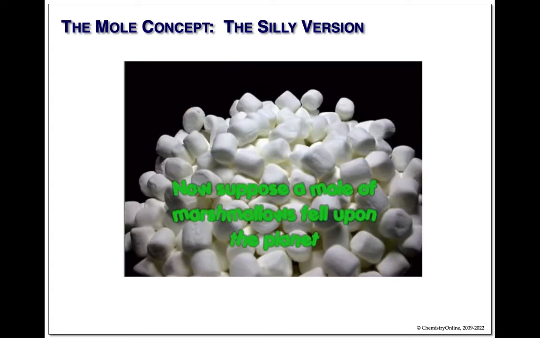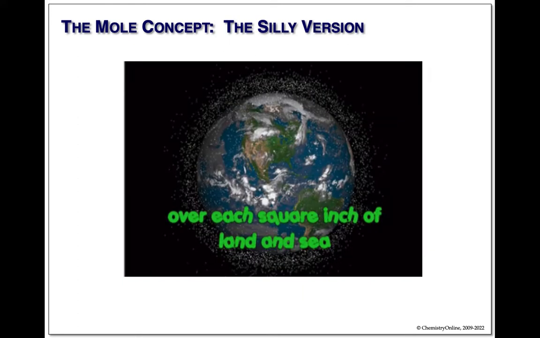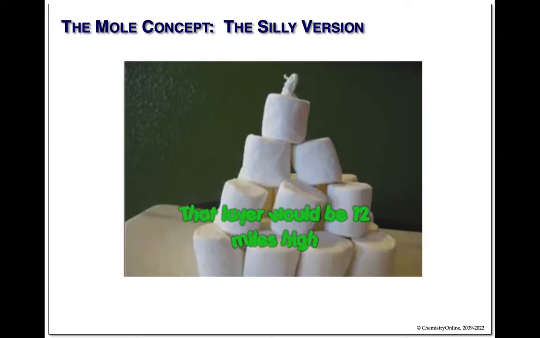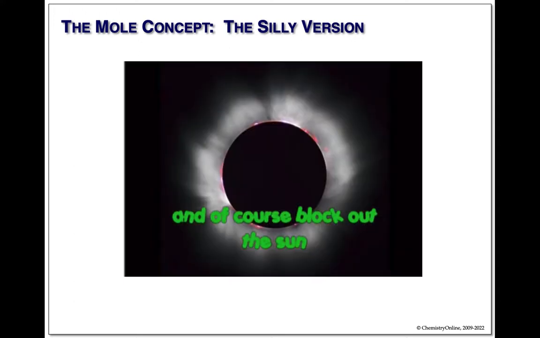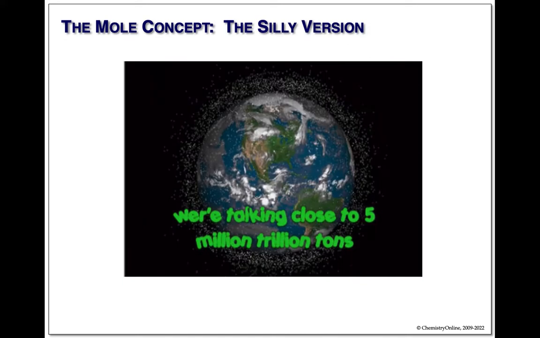Now suppose a mole of marshmallows fell upon the planet. Over each square inch of land and sea, you think that you could stand it? That layer would be 12 miles high and of course block out the sun. We're talking close to 5 million trillion tons.